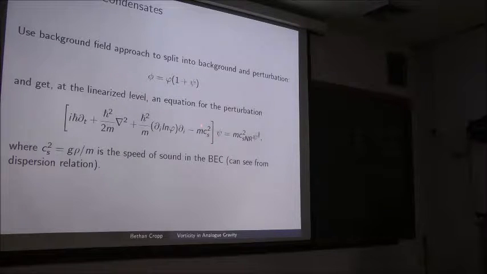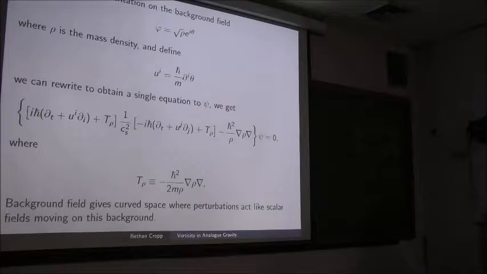We're going to get a speed of sound coming in here, which will be key. And then we're going to re-express this background, just decomposing it in terms of the phase and the amplitude. And we're going to define this velocity, which is going to be the derivative of this phase. Now, we can take the equation for the perturbations and multiply it by the Hermitian conjugate to get a nicer equation. And then we can manipulate it a bit to get into this form.